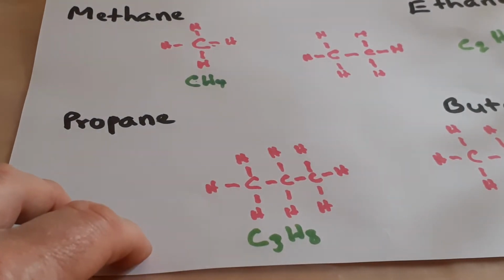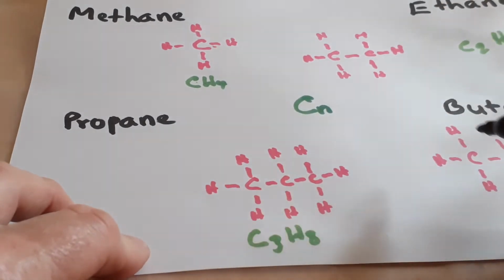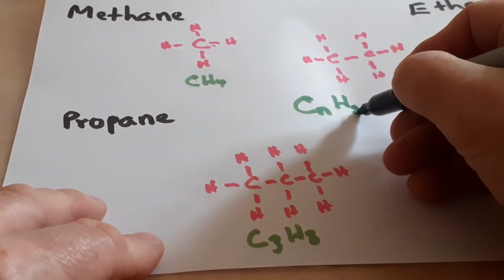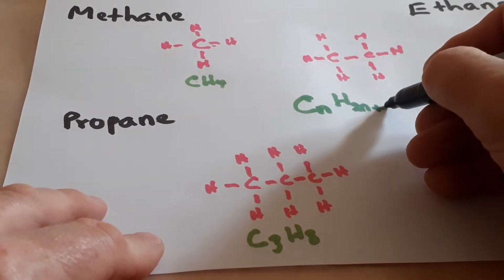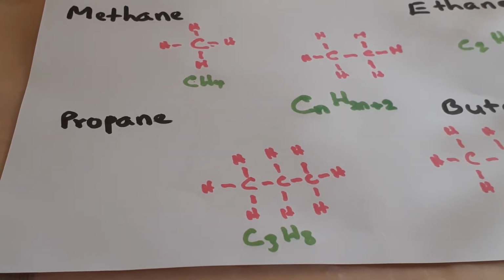So this means that the general formula of this group is CnH2n+2, where n is the number of carbon atoms. So the next member of this series will be pentane, which will be 5 carbons. 2n will be 10, plus 2 would be 12. And the most important thing to remember here is that these are saturated hydrocarbons and they're generally fairly unreactive.